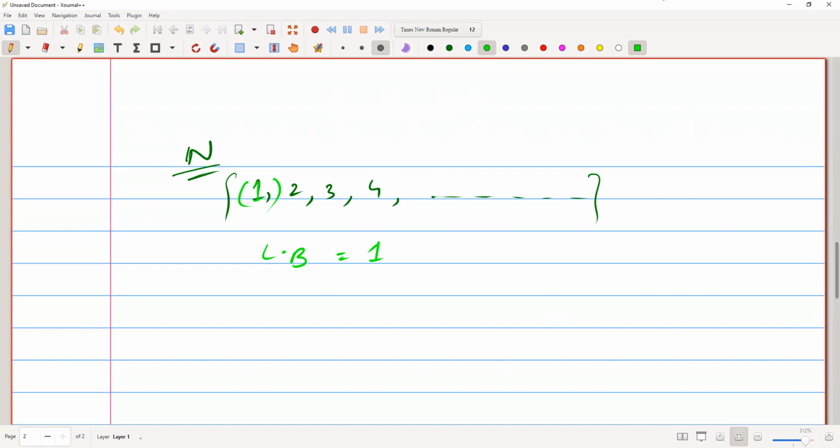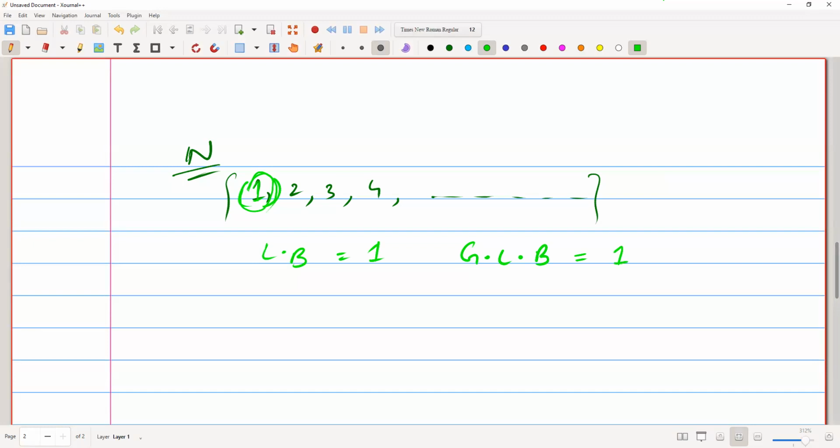So it's the least lower bound of the set, and we can also call it the greatest lower bound, because no other number among the lower bounds is greater than this number. So this is the greatest of all the lower bounds. So this is the greatest lower bound. The greatest lower bound of this set is 1.